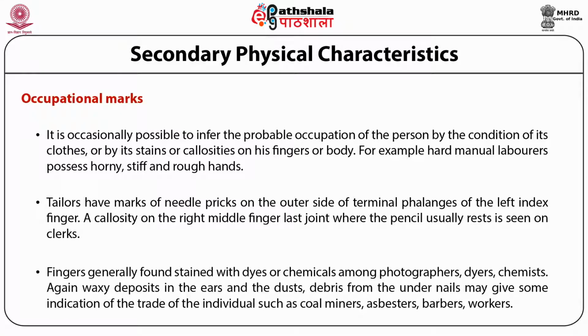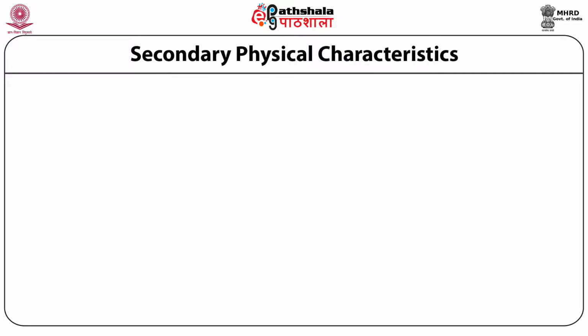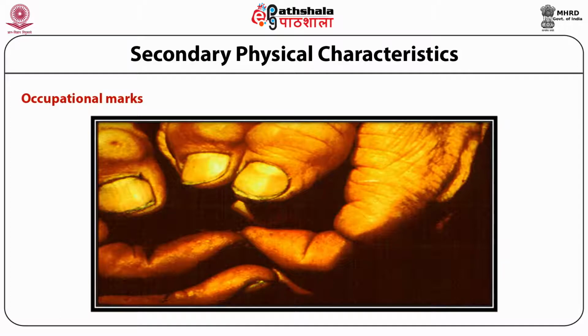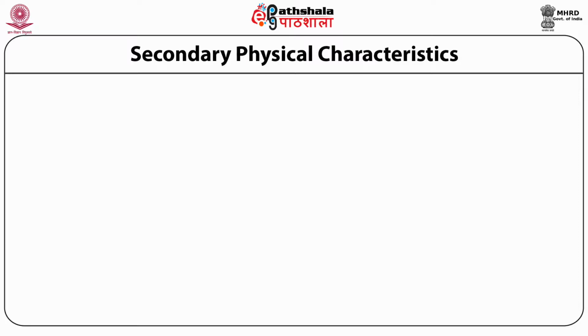Fingers are generally found stained with dyes or chemicals among photographers, dyers, and chemists. Again, waxy deposit in the ears and dust debris from under the nails may give some indication of the trade of the individual, such as coal miners, asbestos workers, barbers, and others. The presented image shows an example of an occupational mark in which the hand of a manual laborer is shown. The next source of secondary identification is deformity.